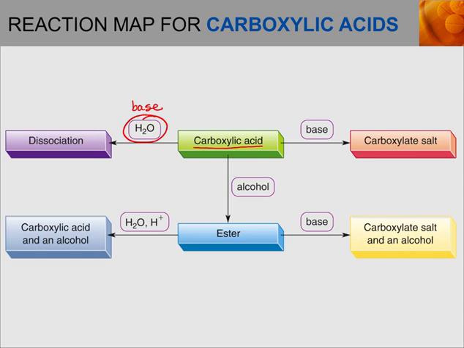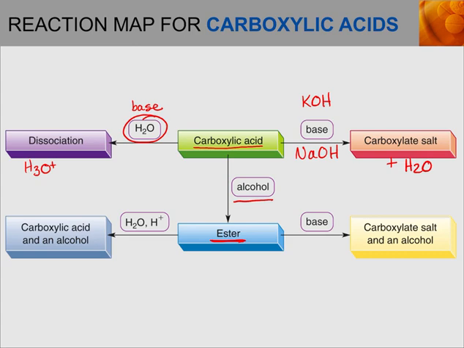So we would get our H3O plus, and then our ionic compound at the end. If we react the carboxylic acid with a strong base like potassium hydroxide or sodium hydroxide, we get a carboxylate salt and water. If we react that carboxylic acid with an alcohol, that's where we get our ester. So that's esterification.